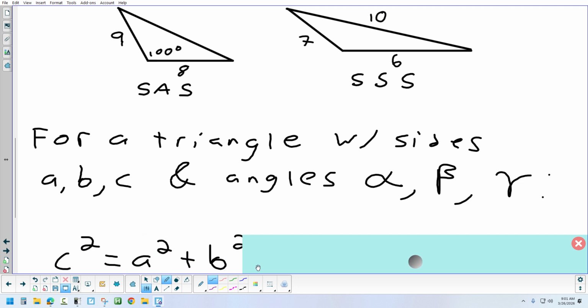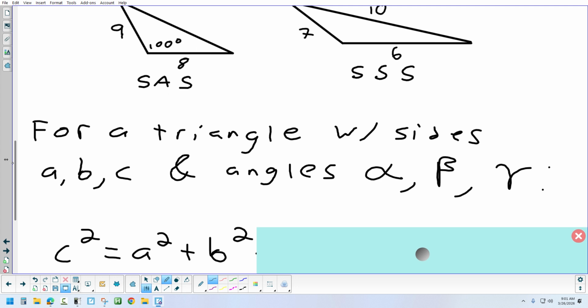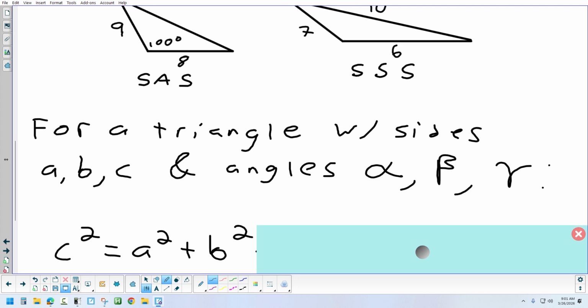And the law starts off like that. That's not the whole thing, but that's what it starts as. Does that look similar to anything that we've used before? Right, it looks kind of like the Pythagorean theorem, and that's what the law of cosines is based on.